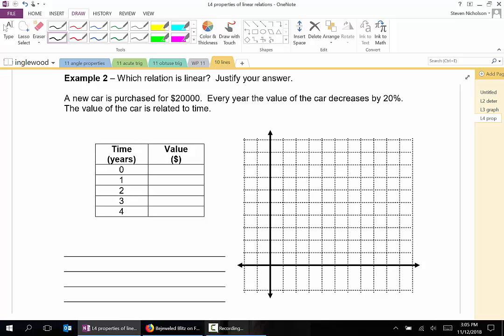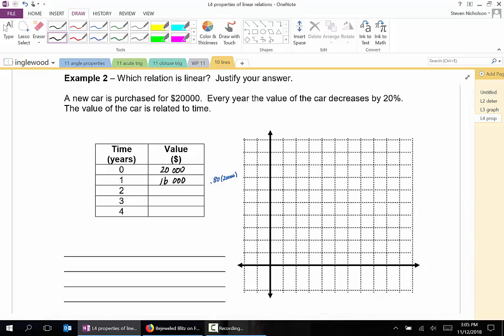A new car is purchased for $20,000. Every year it depreciates by 20%. The value of the car is related to time. So the value of the car depends on how old it is. So at time zero, when you just bought it, your car is worth $20,000. Well, a year later, it's gone down by 20%, or it's only worth 80%. So if we multiply 0.80 times 20,000, we're going to get 16,000. So after 1 year, it's only worth 16,000.